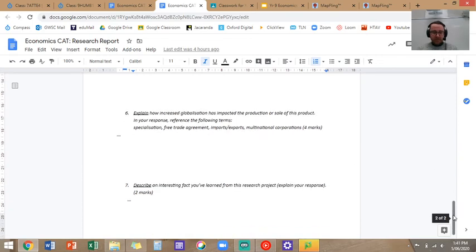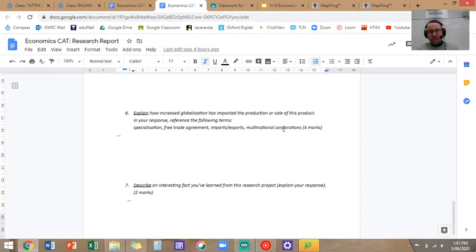Two more questions. Last question's an easy one though. So 1 more question I'll say. Question 6. Explain how increased globalization has impacted the production or sale of this product. In your response, reference the following terms. And all of these terms should look familiar to you. Specialization, free trade agreements, imports and exports.